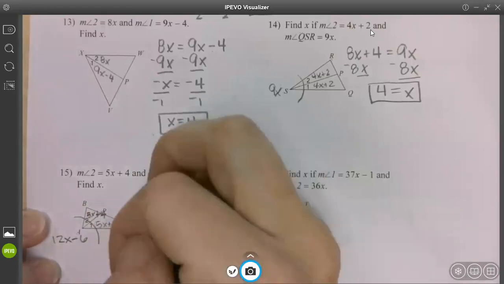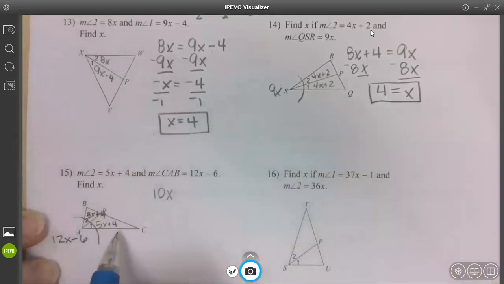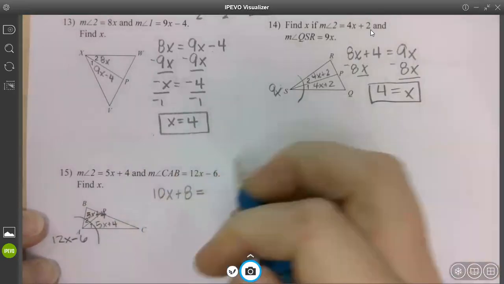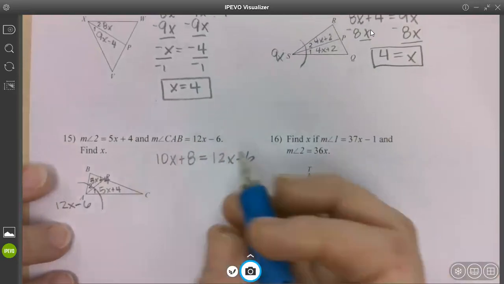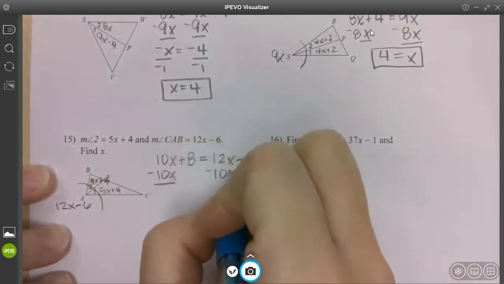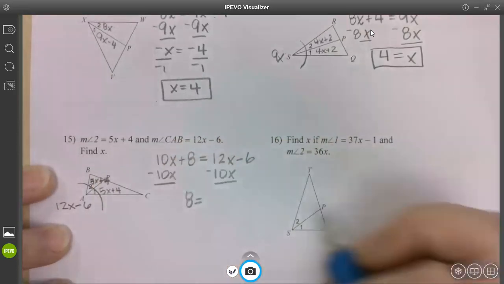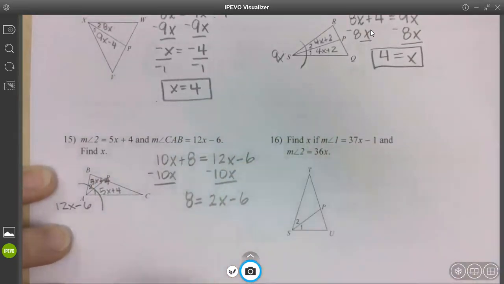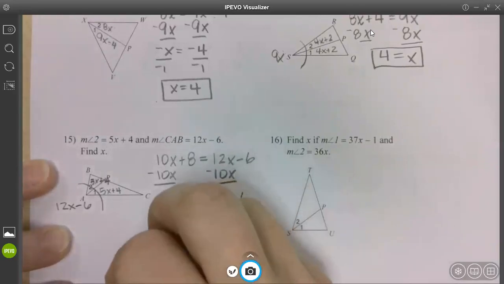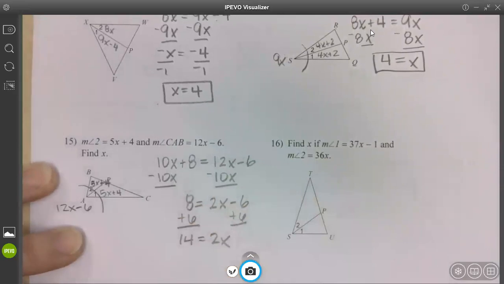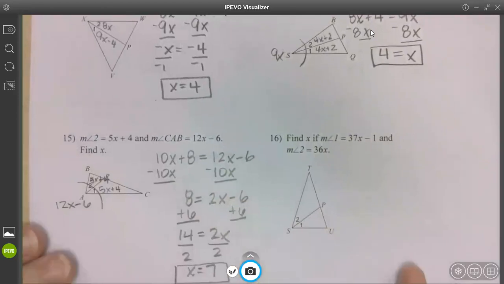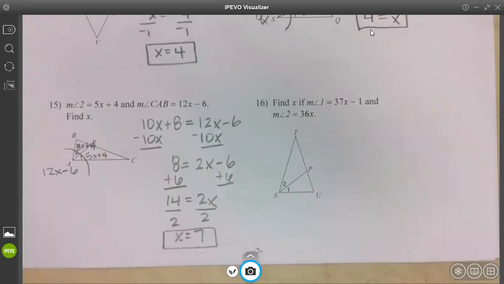We add them together. 5x plus 5x is 10x. 4 plus 4 is 8. And we set it equal to the big one, which is 12x minus 6. Your littlest x is 10x. So I'm going to subtract it from each side. I get 8 equals 2x minus 6. We're going to add 6 to both sides. 8 plus 6 is 14, and I'm left with 2x. Solve for x by dividing by 2, and I get x equals 7. We were looking for x, so we're done with this problem. So right now, we're halfway done. Not too much longer now.